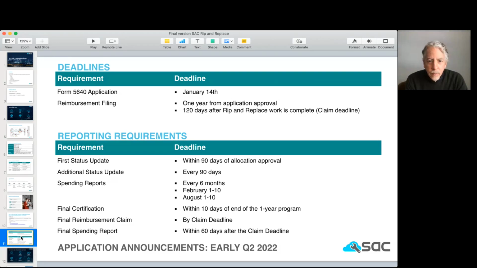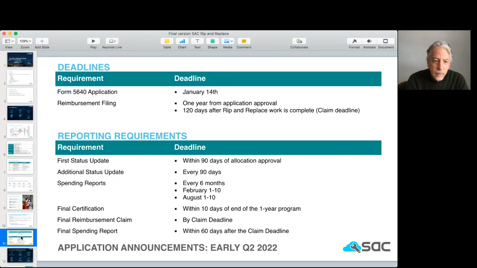So deadlines, be mindful, obviously the 14th, and then there's a reimbursement filing 1 year from the approval of the applications, which will be these application approvals. They think early second quarter, so maybe March, first week of March, second week of March. They've been doing a pretty good job of getting these things done on the time frame that they've estimated. And then there's a deadline 120 days after the project's completed. Then reimbursement filings have to be in.